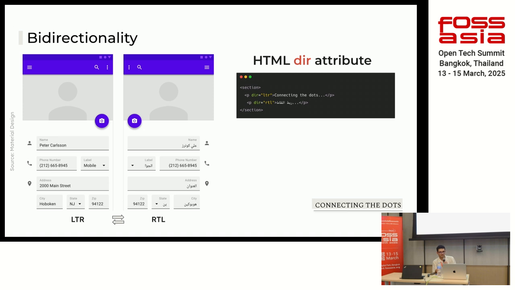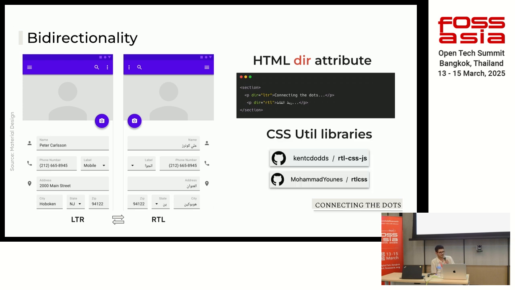For any direction specific content, such as if you want to add a margin to the left or to the right, we have some CSS utilities out there that can be utilized. I have listed two of them here. One is by Casey Dodds, which is RTL CSS.js. It's, I believe, a runtime CSS-in-JS utility library. Another one is a utility-based RTL CSS, which generates CSS files, I believe, during the build time of your application. These can also be utilized to handle some of the direction-specific bidirectionality requirements for your application.